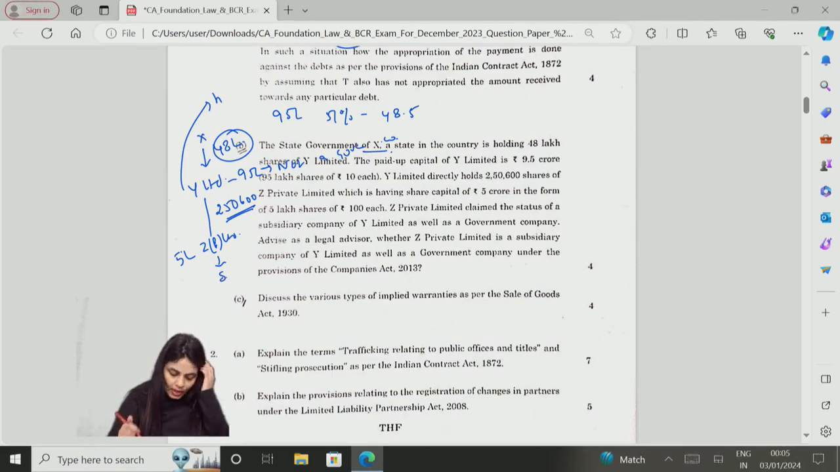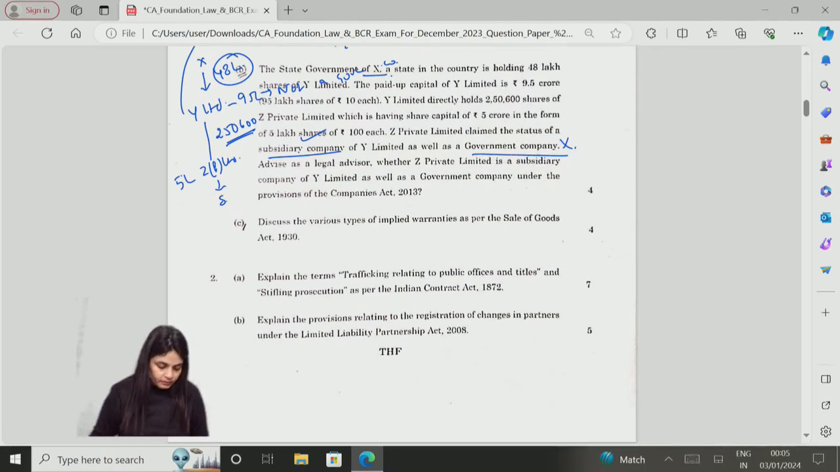Correct? Now, while Z Private Limited claims the status of a subsidiary company, can it claim, as well, to be a government company? Since Y Limited is not a government company, even Z Private Limited cannot be a government company. So yes, it can be a subsidiary, but not a government company.